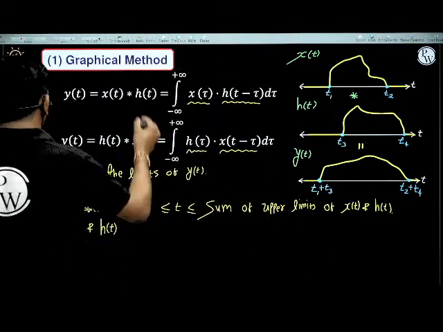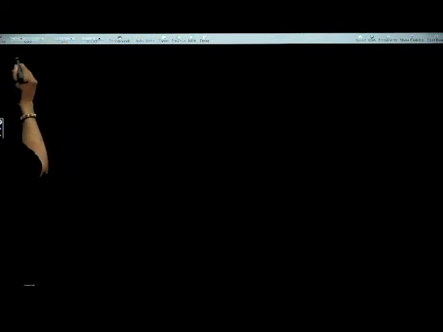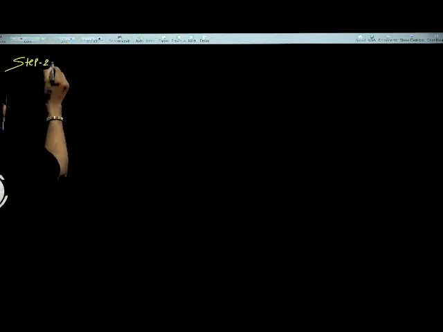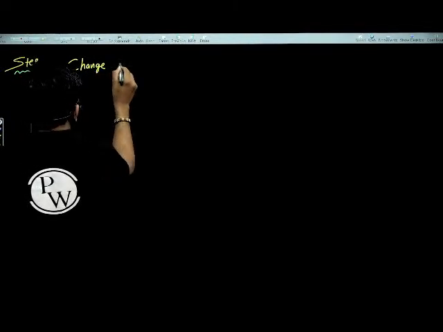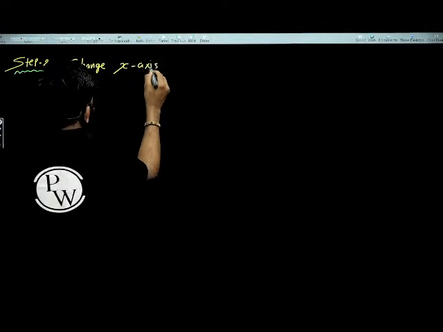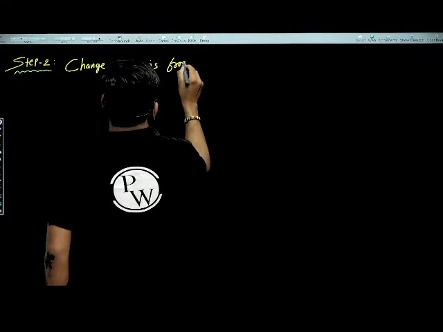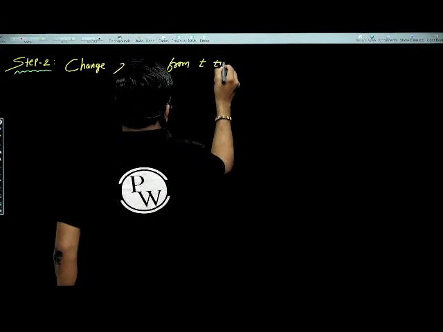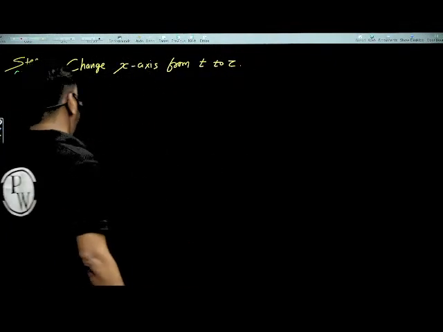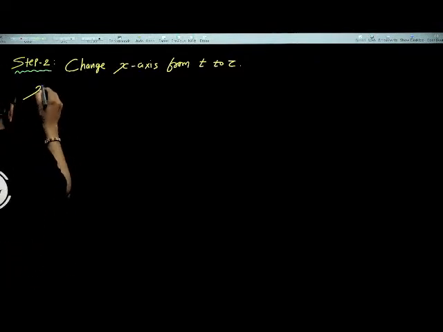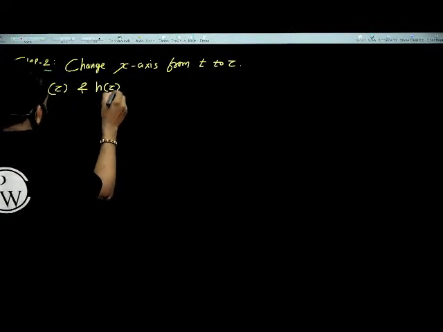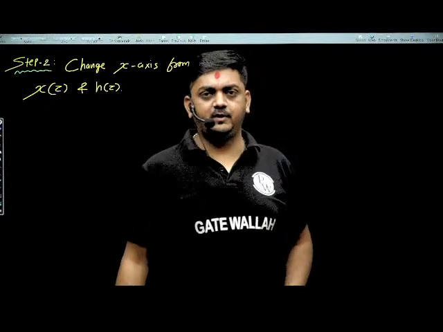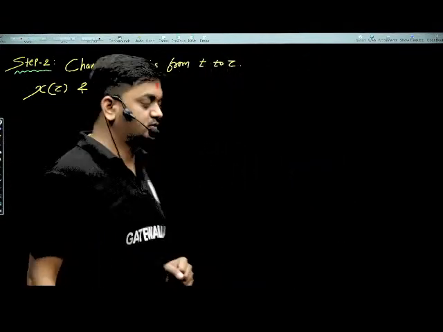So this is step number 2. What is this step number 2? We have to change the x-axis variable from t to tau. So that means here it should be x of tau and h of tau. Correct? Simply you have to replace t with tau in x of t and h of t. This is step number 2.